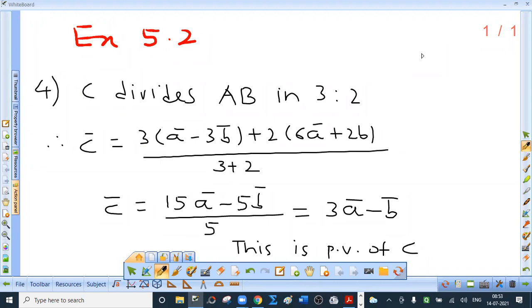So apply section formula. C bar will be 3a bar minus 3b bar plus 2 times 6a bar plus 2b bar, every time you have to use bar notation, upon 3 plus 2. So on simplification, you get C bar equal to 3a bar minus b bar. So this is the position vector of C.